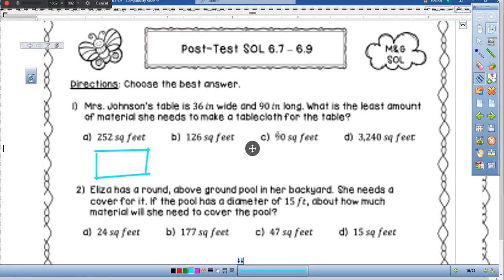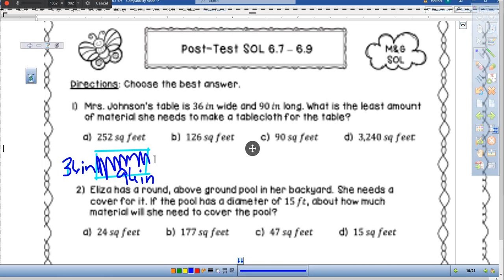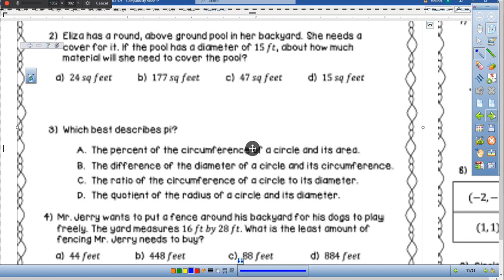So we're going to say a table. Pretend like it's perfect. All right, so a table, and it's 36 inches wide and 96 inches long. And it says, what is the least amount of material she needs to make a tablecloth? So then you have to say, am I finding perimeter or area? Well, if it's a tablecloth, it's going to cover the entire inside. So it should be area, which is length times width. And this is a review, so you should know how to do this, and use Desmos to find the area of that. Okay, so all of this is review, and I want to see how we're going to do on this. Again, make sure that you draw a picture to help you.